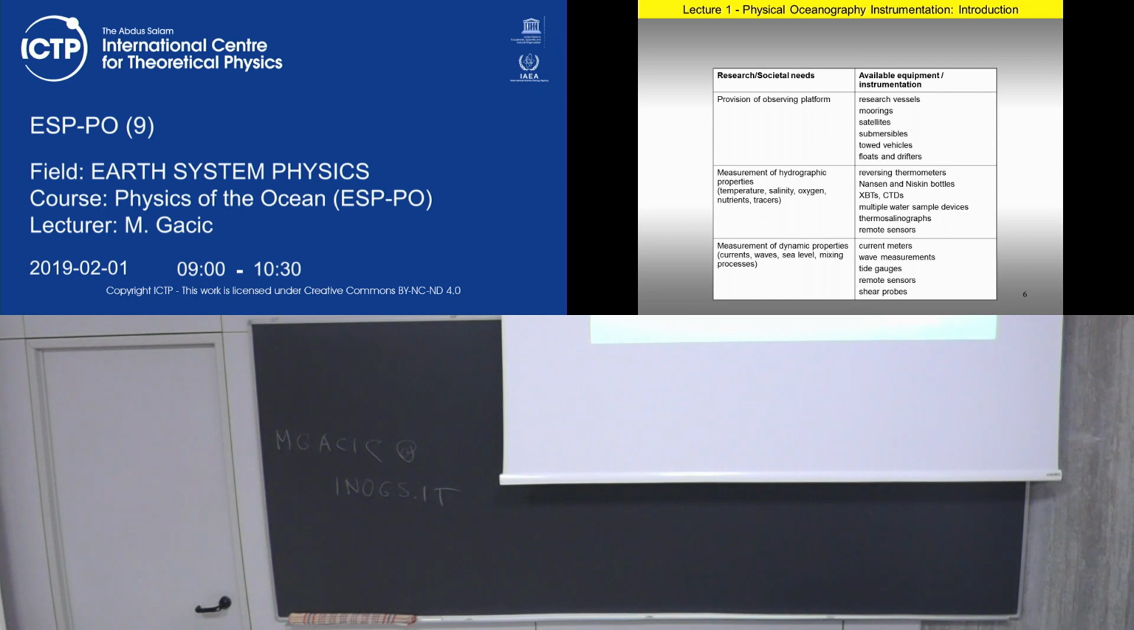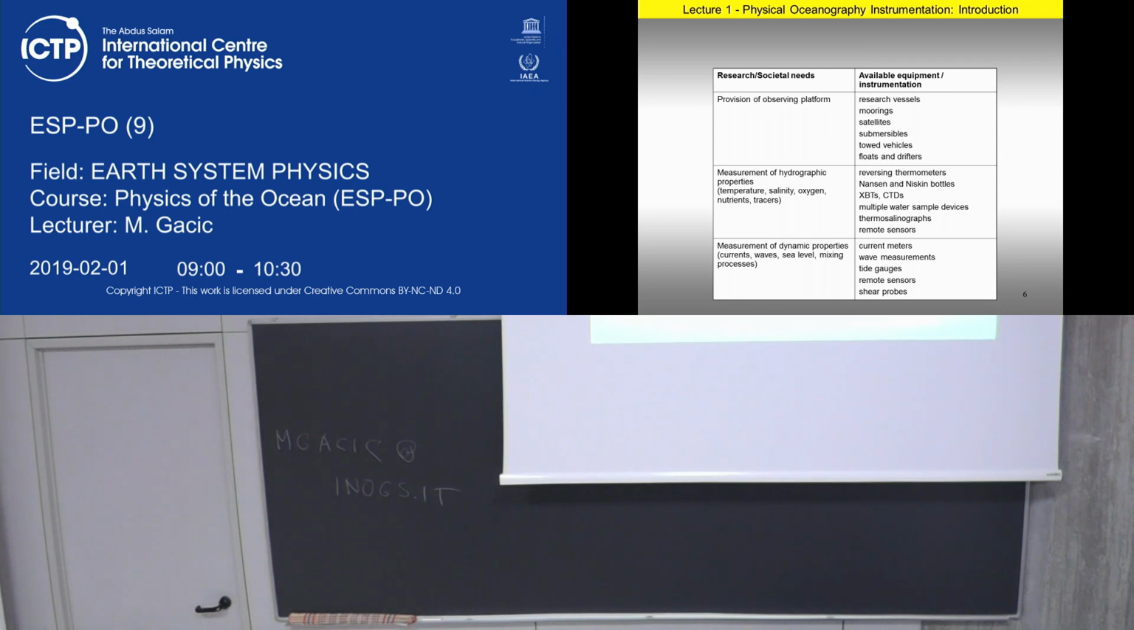Then we have XBTs and CTDs. XBT means expendable bathythermograph, which means they are used only once and lost in the sea. Then there is a CTD, conductivity, temperature, depth measurements. Then we have multiple water sample devices. Thermosalinographs are instruments typically installed on ships, and they record the temperature and salinity along the path of the ship.